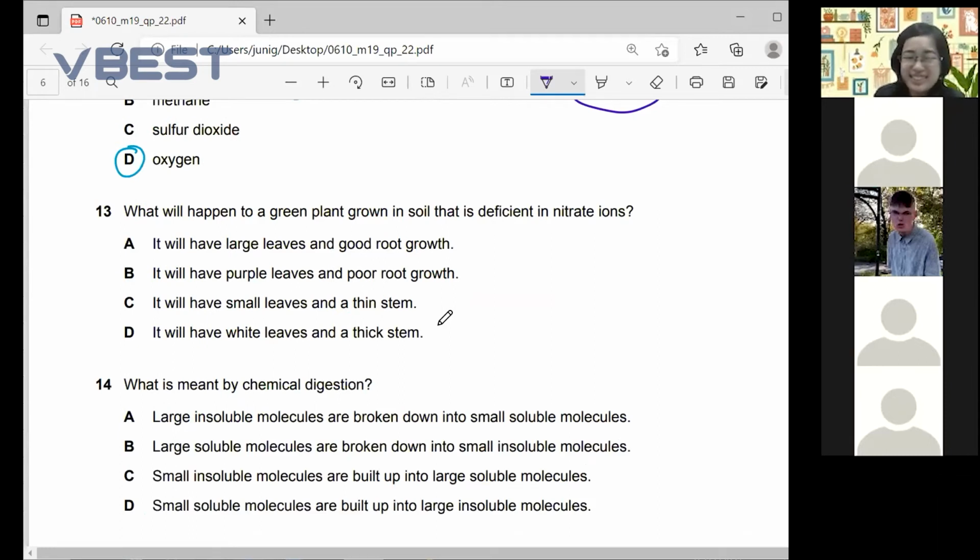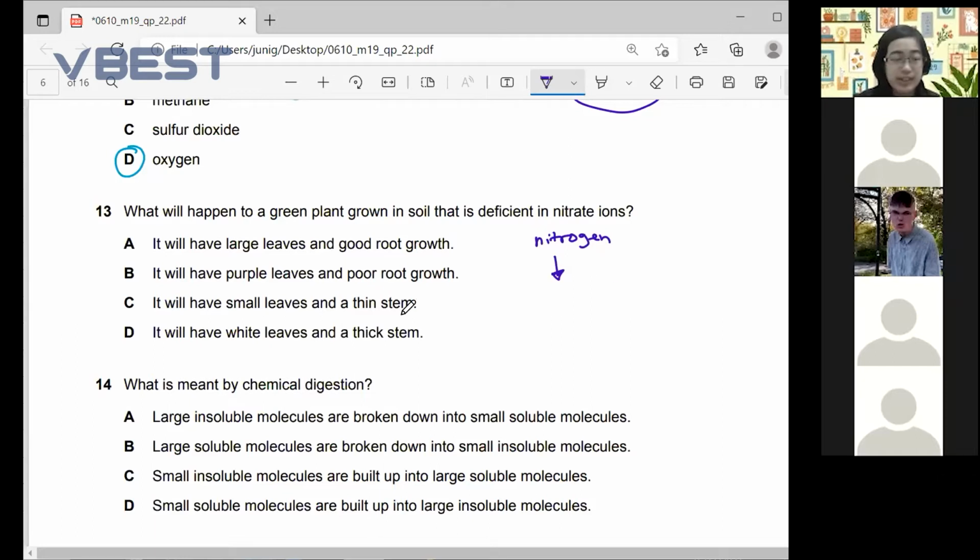Next one, number 13. What happened to a green plant grown in soil that is deficient in nitrate ions? We have various answers here. Nitrate ions, otherwise known as nitrogen, the element nitrogen. Now, nitrogen is actually used to make what in a plant? Why does a plant need nitrogen? This is plant nutrition.